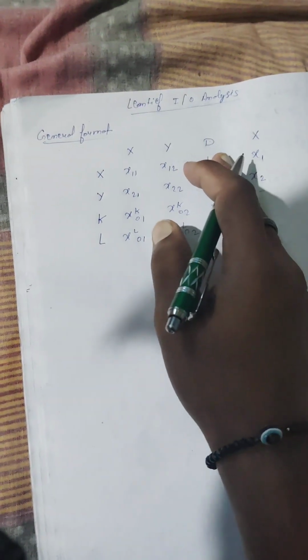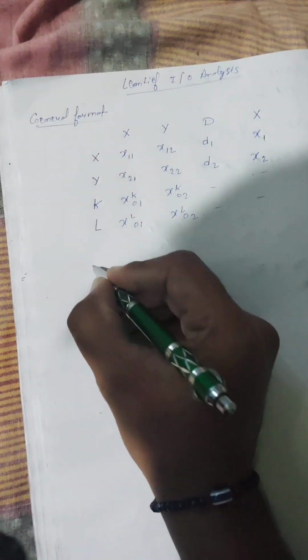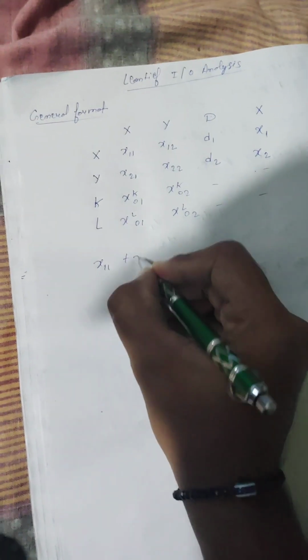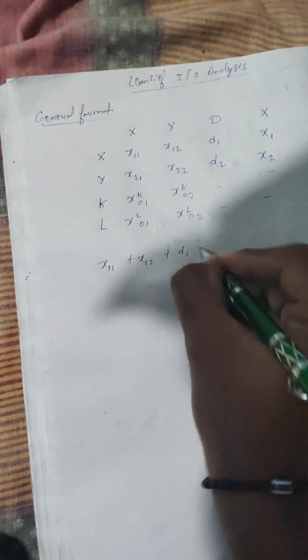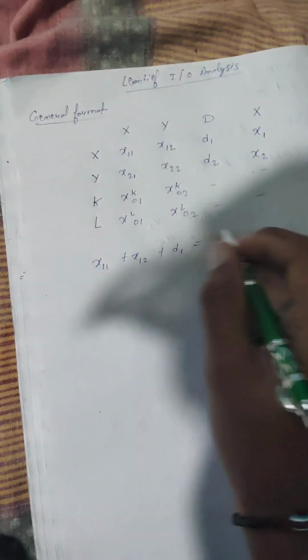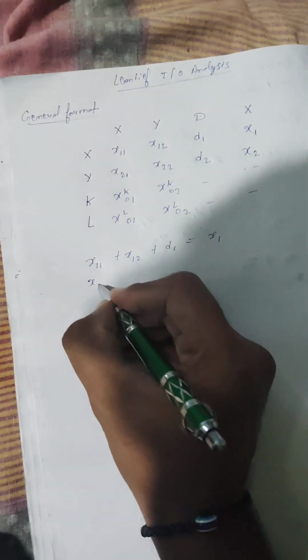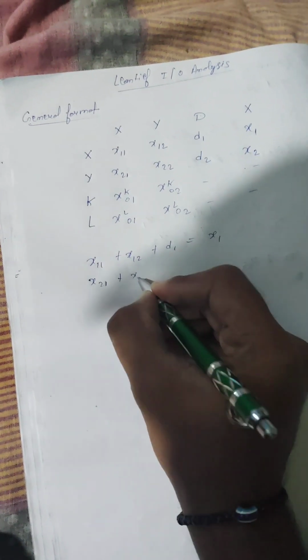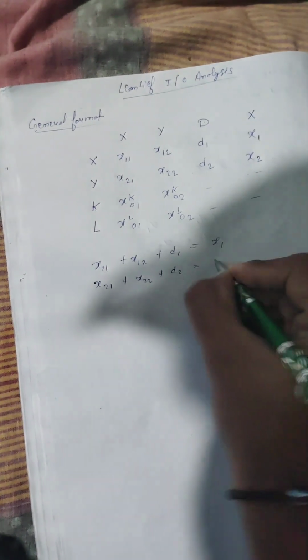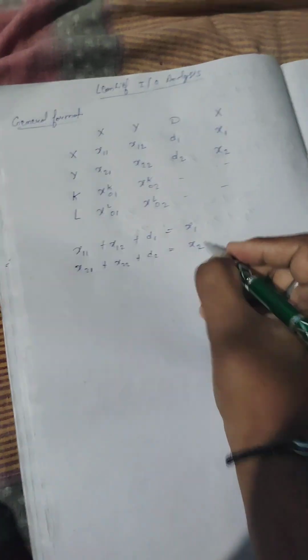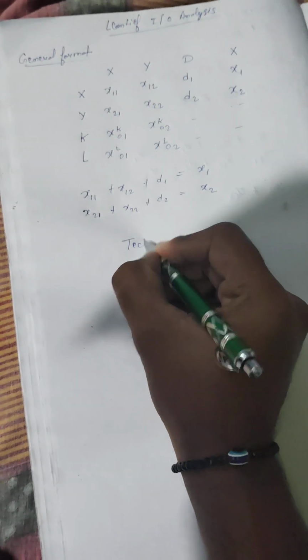Since column wise is the production, we can write X11 plus X12 plus D1 will be equal to X1, the total production of X1. Similarly, we can write X21 plus X22 plus D2 is equal to X2. After we are done, we have to construct the technology matrix.